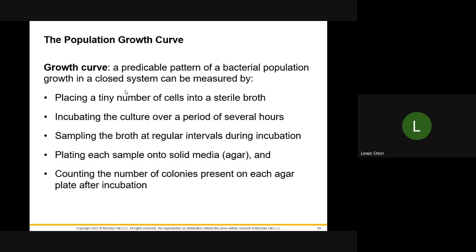It's like if you had a penny and every day you doubled it, within a month you'd have an immense amount of money. Okay, it doesn't take long.